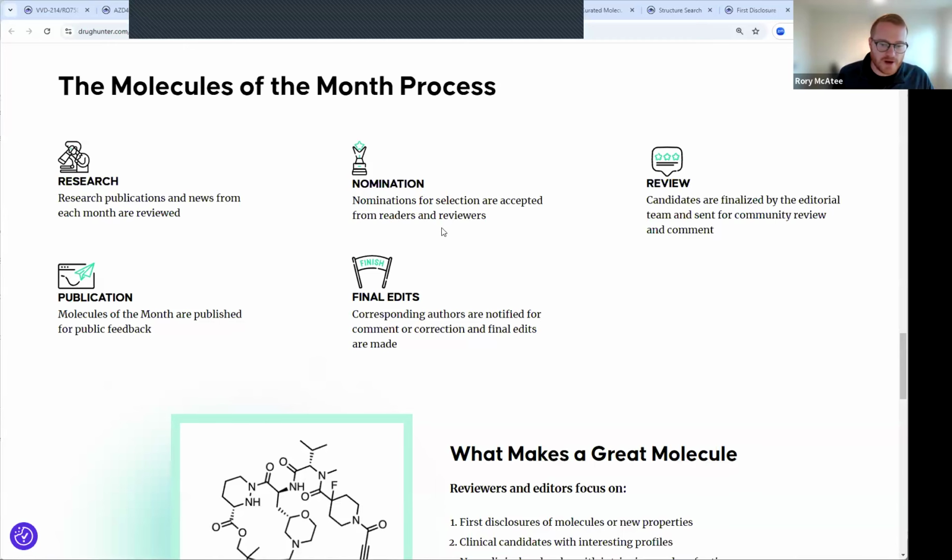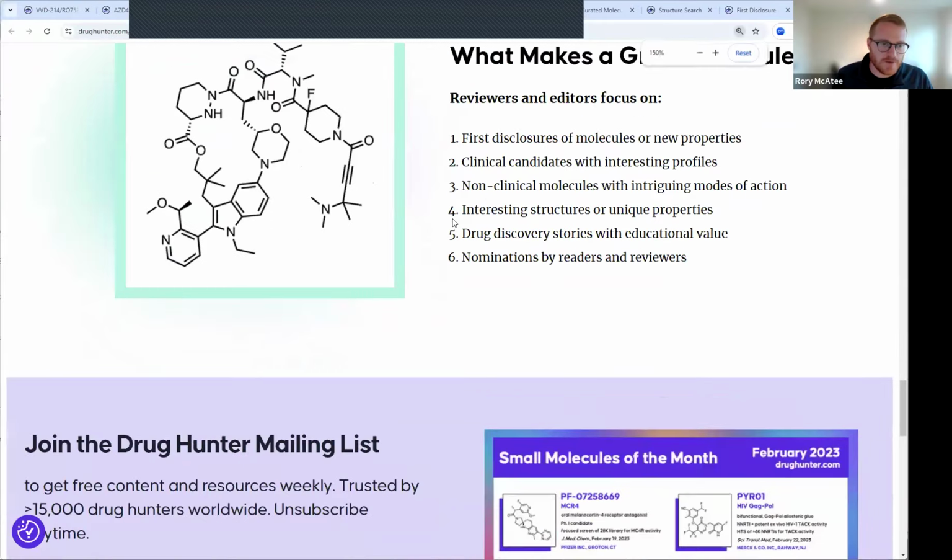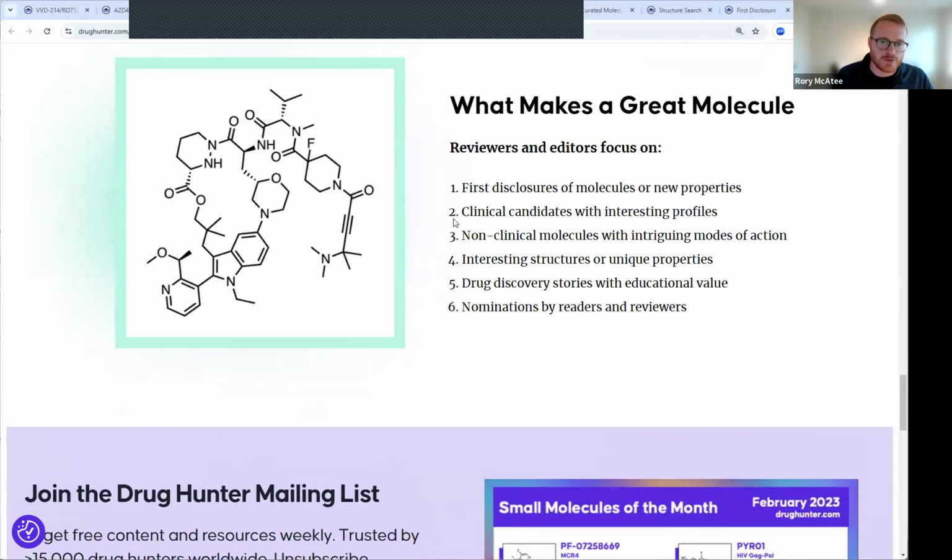So, okay, what makes a great molecule? This is what we're looking for. For example, that's RMC-6291 there on the left. Our team is looking for first disclosures of molecules or new properties. We're looking at clinical candidates with interesting profiles, non-clinical molecules with intriguing modes of action, interesting structures or unique properties, and drug discovery stories with educational value and transferable insights. We're always looking for that. And then even nominations from readers and reviewers.